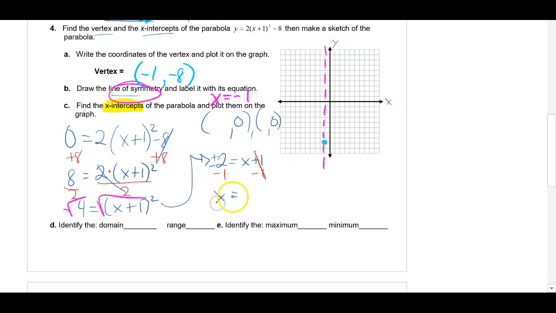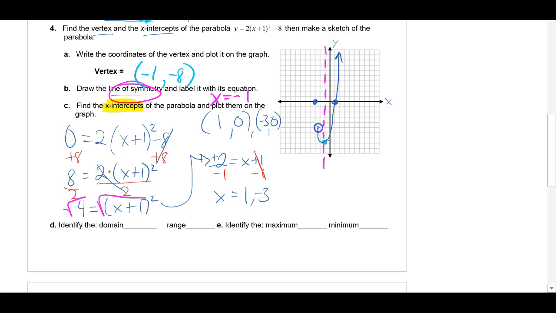And now let's figure out what our solutions are. There are zeros. Positive 2 minus 1, 1. And then the next answer will be negative 2 minus 1, negative 3. And go ahead and plot those points. So we now have 1 and negative 3 for x-intercepts. And then we'll go up to the graph, negative 3 here, and 1 here. And that's all we need to finish our graph.